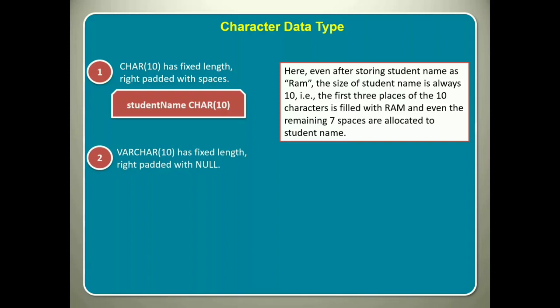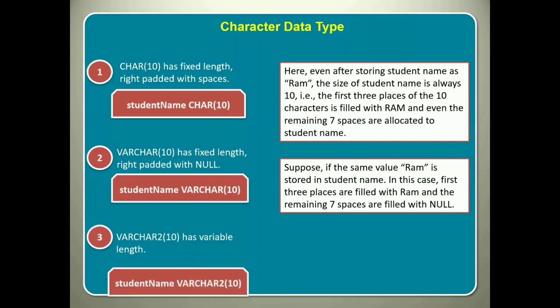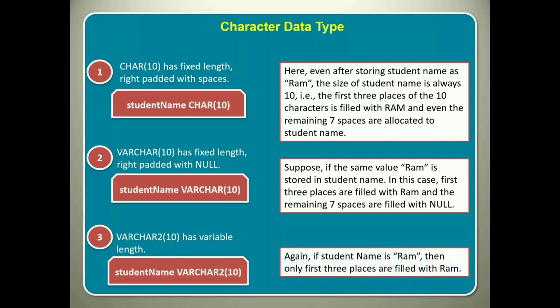Next, varchar(10) has fixed length, right padded with null. Consider student name varchar(10). Suppose you store the same value Ram in student name. In this case, the first 3 places are filled with Ram and the remaining 7 spaces are filled with null. Finally, varchar2(10) has variable length. Consider student name varchar2(10). Again, if student name is Ram, then only the first three places are filled with Ram.